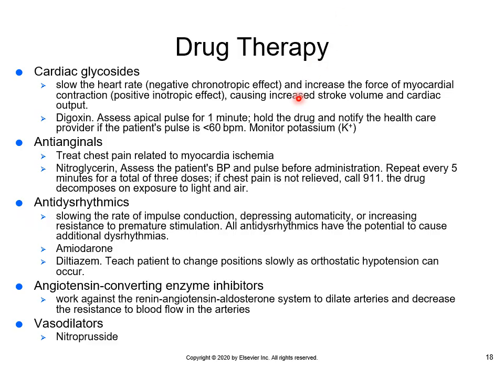When the potassium level is too low, it increases the risk of digoxin toxicity in the body. Okay, so that's why we're monitoring potassium level. Okay, anti-anginal. We use this to treat chest pain that's related to myocardial ischemia.